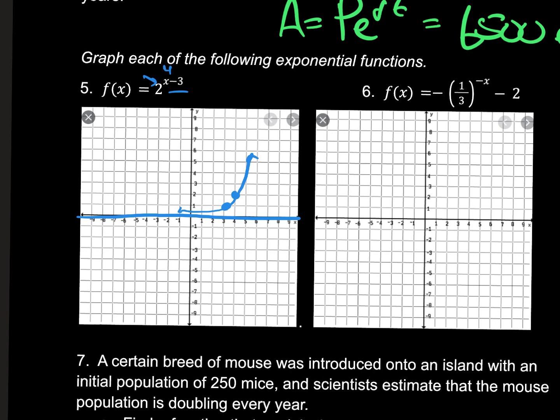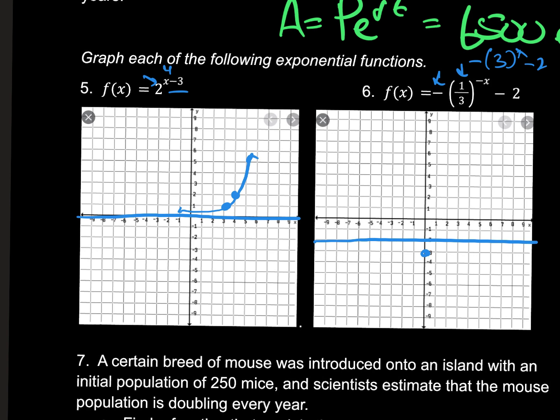Number 6 has a -2 on the outside, so the asymptote is going to go -2. Also, it's 1/3 in here, which means I'm usually going to do decay, but there's a negative exponent, which is going to flip that. So it's really a negative in the front, 3 to the x power, -2. So I'm going to go, instead of up 1, down 1 because of the negative sign in the front. That flips it across the x-axis, or in this case, the asymptote.